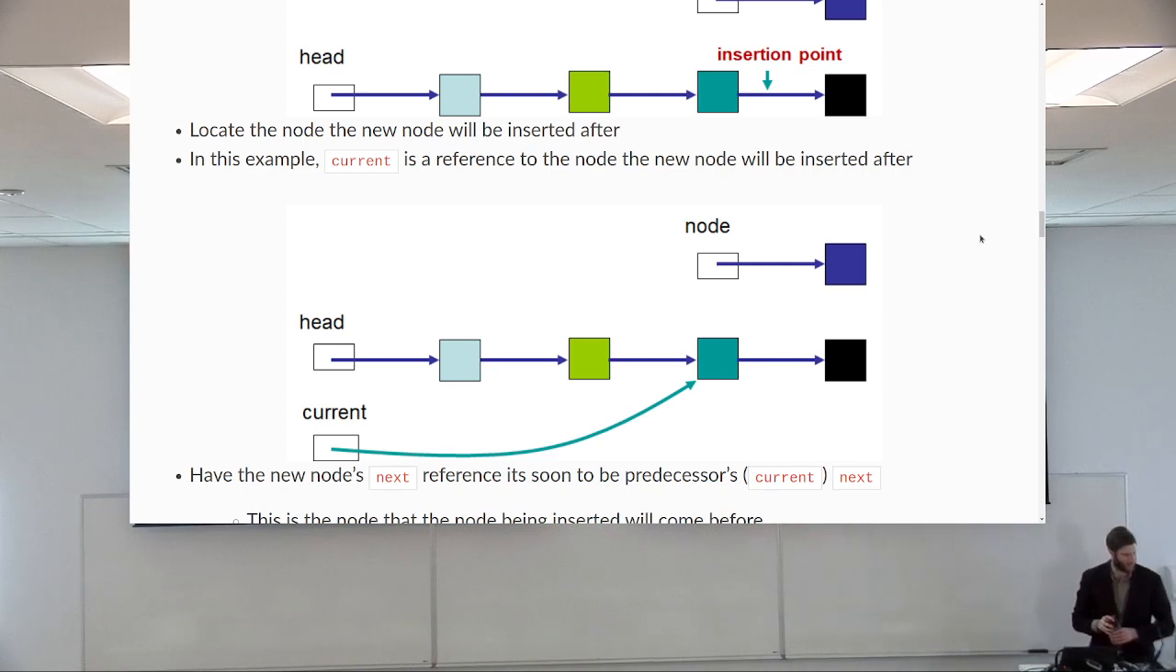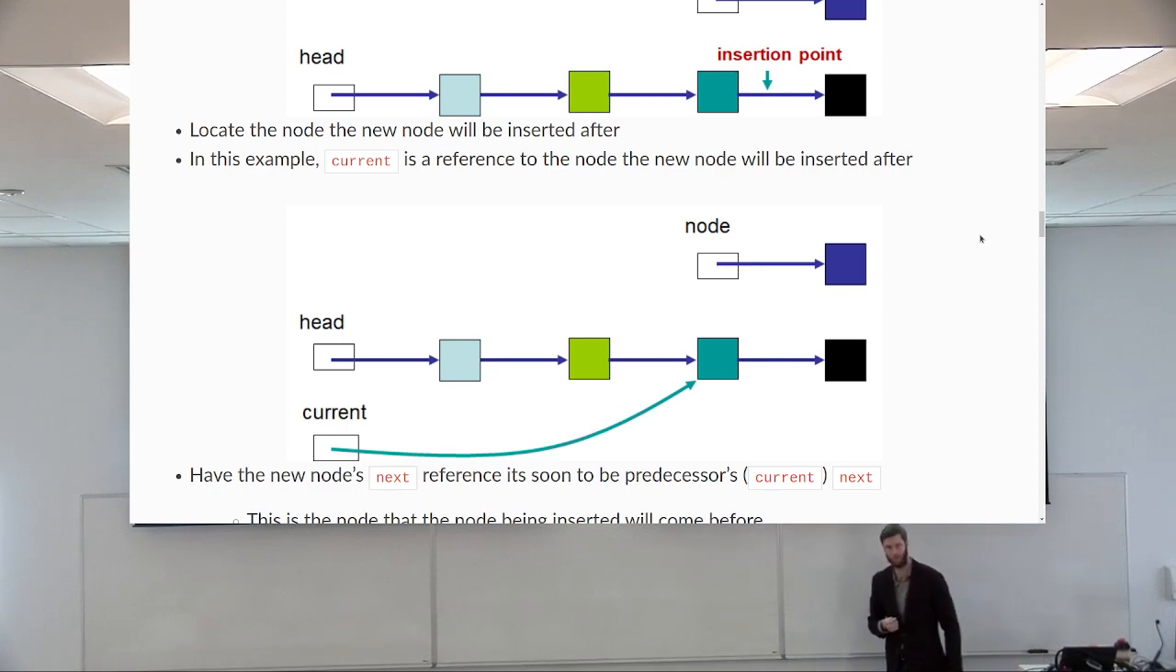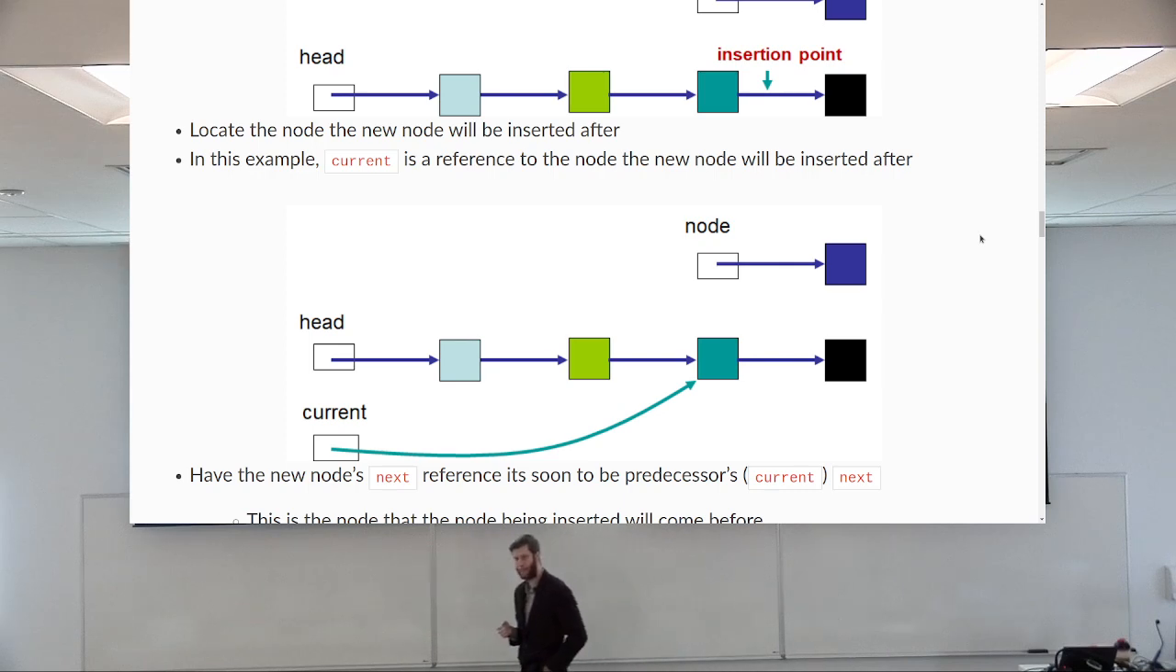I'll give you a moment to think about that. You can talk amongst yourselves. It's not hard, but there is a trick to it.